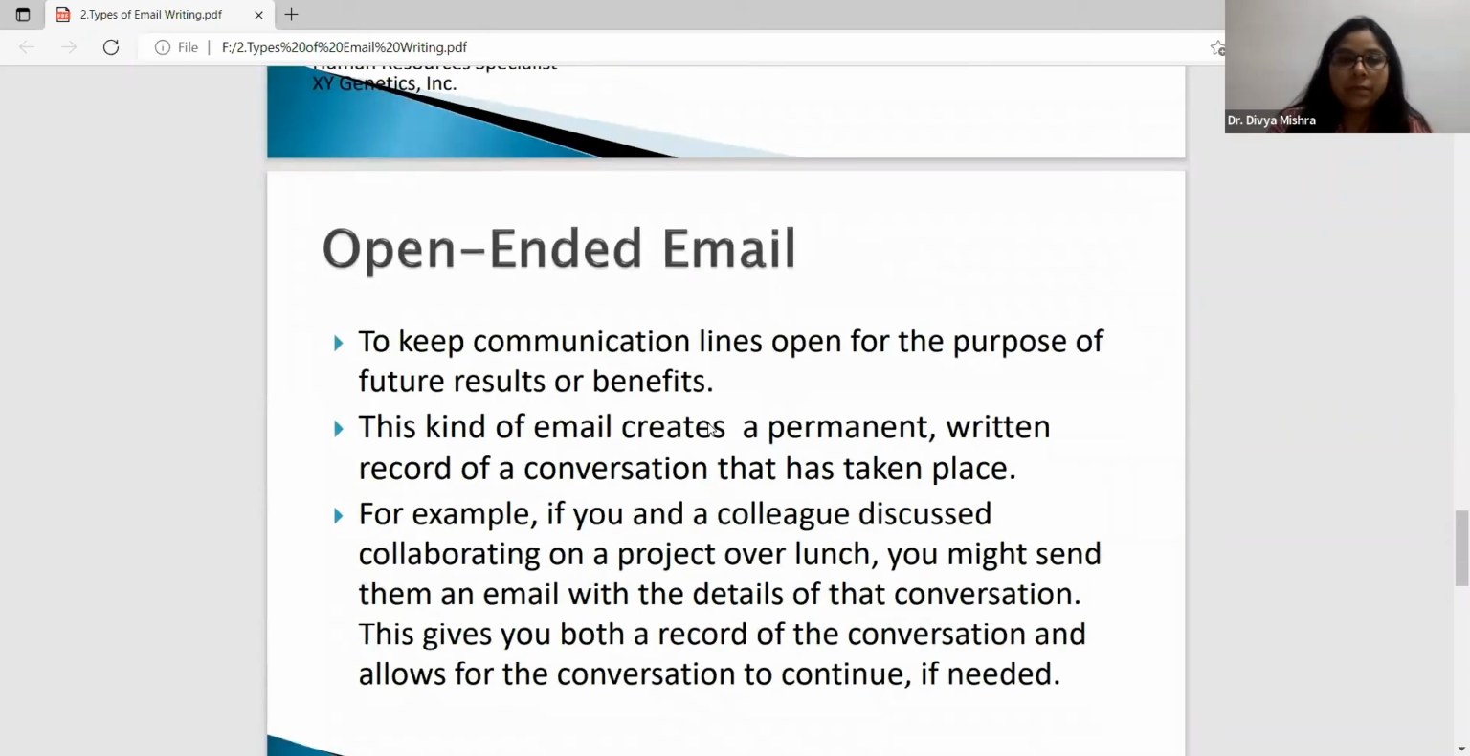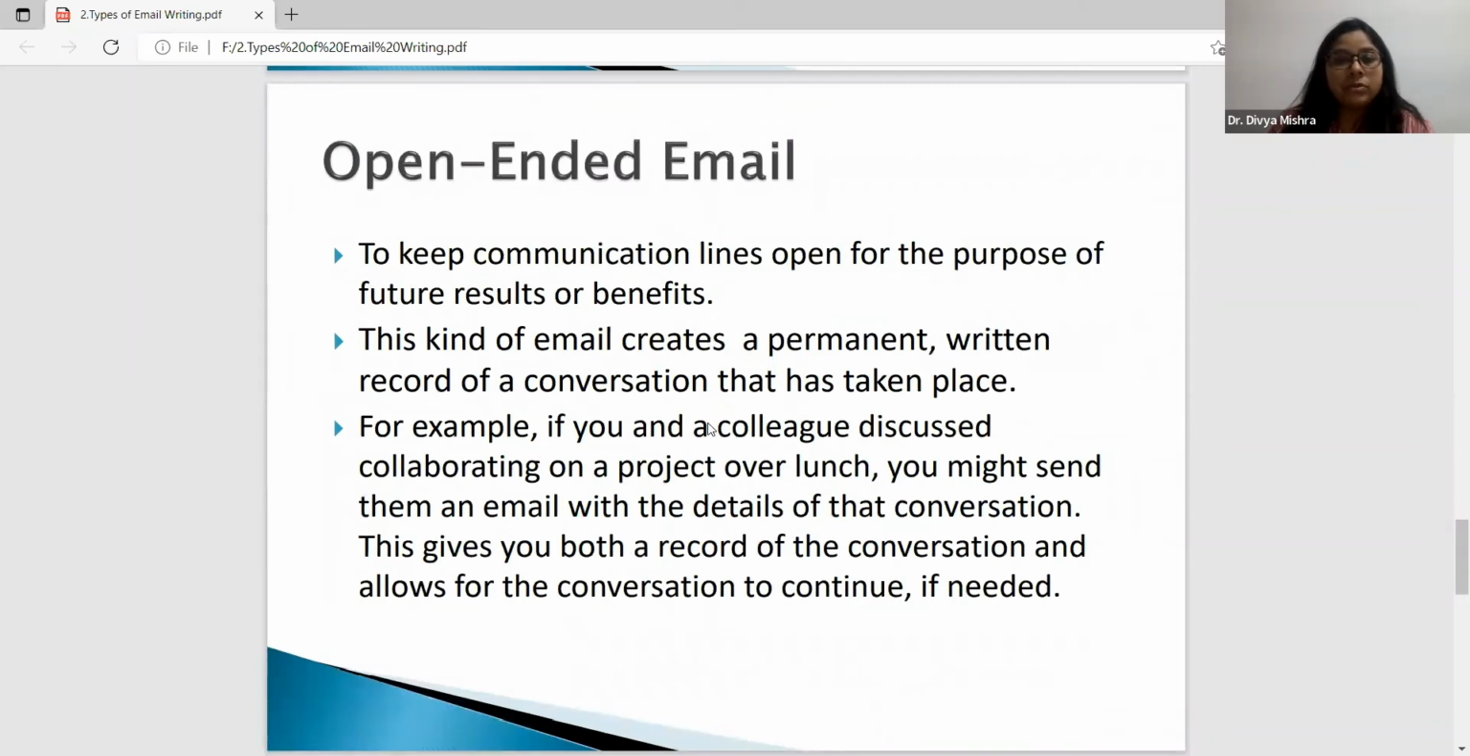Next is open-ended email, to keep communication lines open for the purpose of future results or benefits. This kind of email creates a permanent written record of a conversation. As I told you earlier, with an open-ended email, you're not supposed to send any kind of response to that email. It is for the purpose of proof, for future results or benefits. You can keep it for the future, and whenever you want to give reference to that email, you can do it. So that's why it is called open-ended email.